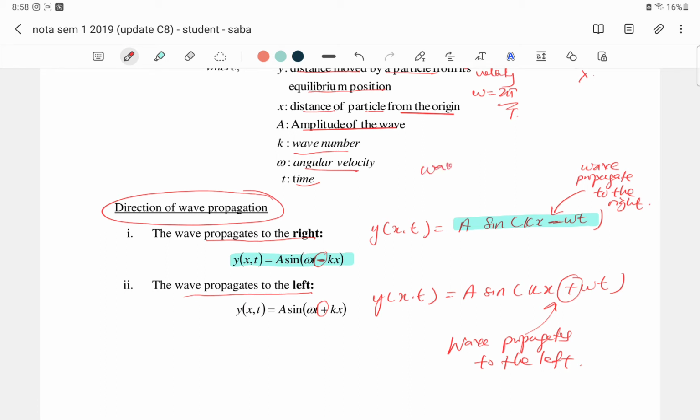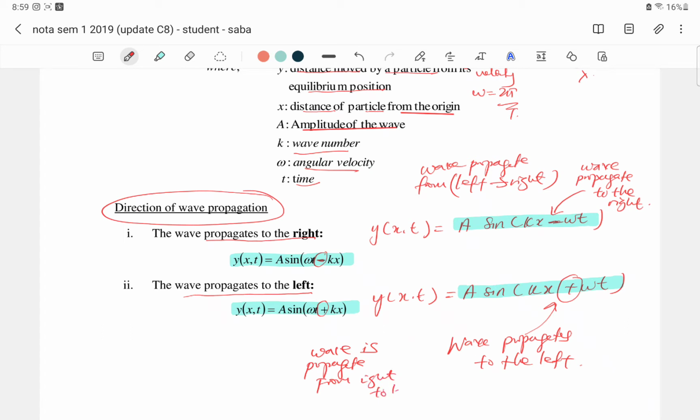Okay, the wave propagates from left to right. Satu lagi kat sini, kalau negatif, positif kat sini, okay, A sin(omega t plus kx), or we can have A sin(kx plus omega t). So we can say that the wave is propagating from right to left. Itu one lah. Okay, kita salah satu saja kita guna. Kita tak boleh gunakan plus ataupun minus simultaneously.